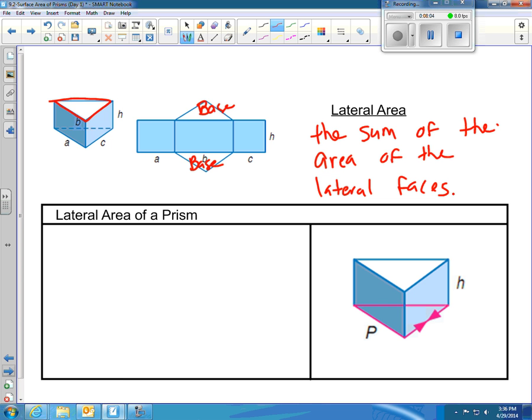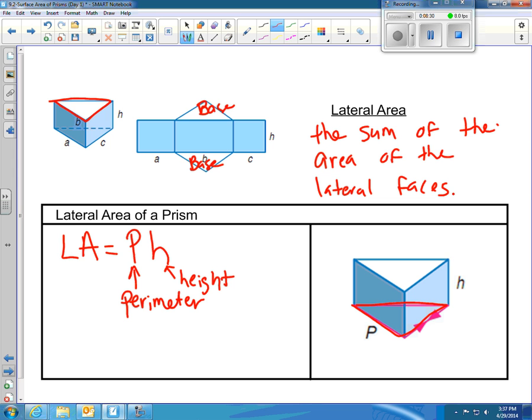Okay, so lateral area is going to be, we're going to represent by LA. And I could go through a proof and explain this, but we're going to just say it's the perimeter times the height. So the perimeter times the height. As example here, our perimeter is all of the base edges added up.